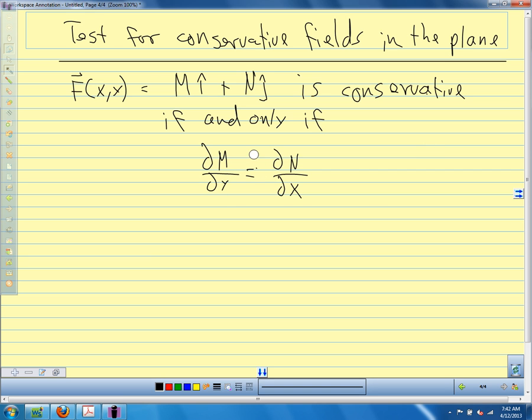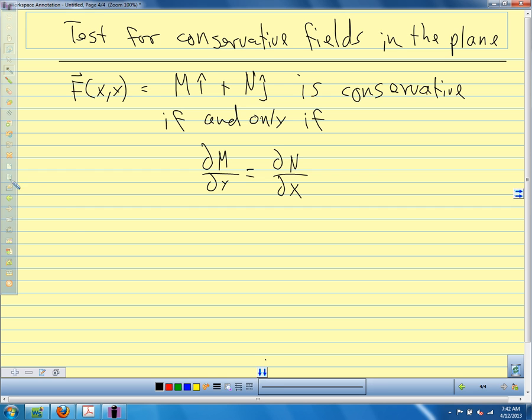Anybody have an idea why this would tell us that this is a conservative vector field? Thinking back to what we did in chapter 13 with partial derivatives. Is it because f of x, y is the same as f of y, x? That's exactly why. The second mixed partials, if we have a nice function, our mixed partials are equal.